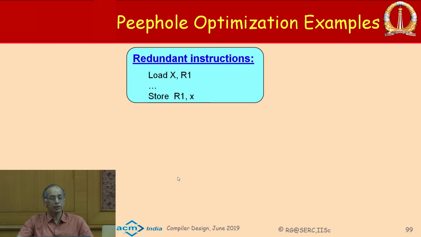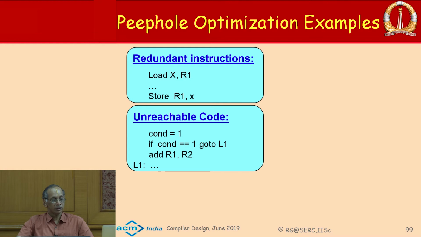So, for example, let us say that the code generated has a load instruction and then subsequently a store instruction, and between this load and store instruction let us assume that R1 was not modified, right. That means that I am loading a value from memory into R1, I am using it multiple times, and then again I am storing it into memory. Obviously, this is a redundant instruction, it can be eliminated, right.